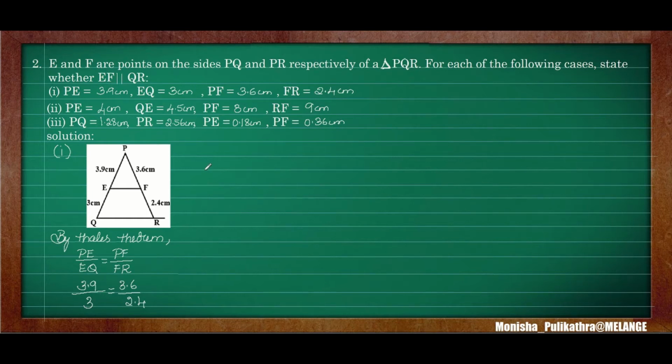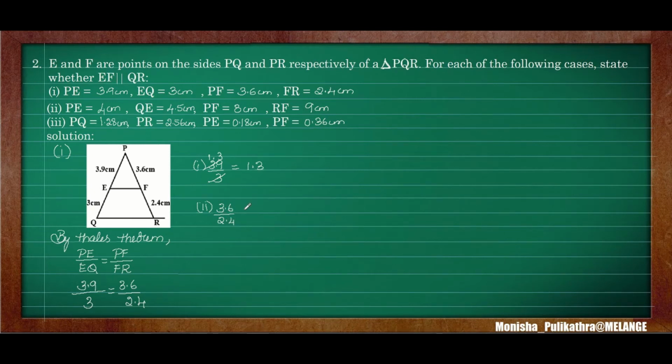Here I will divide it separately. First one is 3.9 divided by 3. 3 1s are 3, 3 3s are 9, so this ratio is 1.3. Whereas the second one is 3.6 divided by 2.4. Both 36 and 24 are divisible by 12.